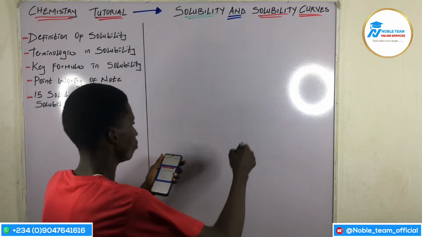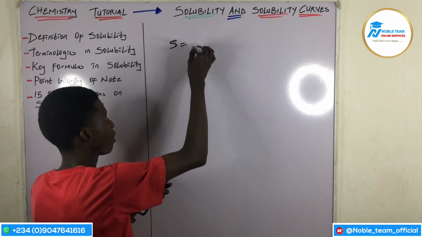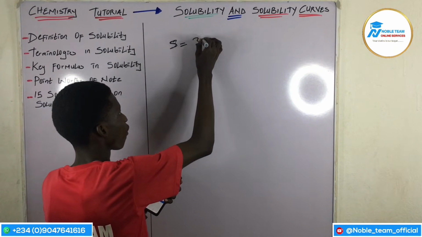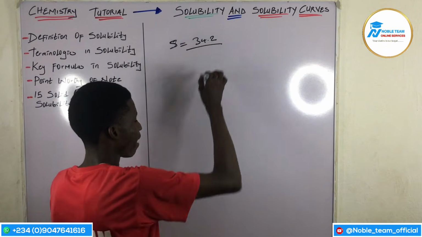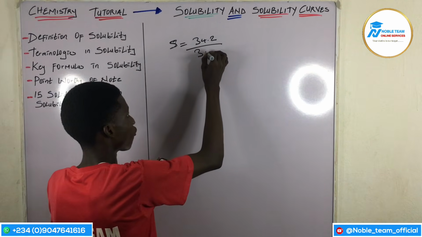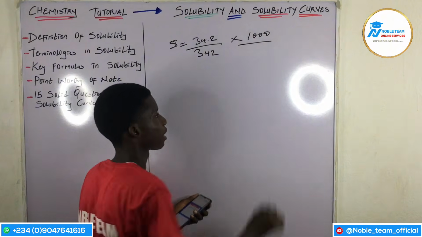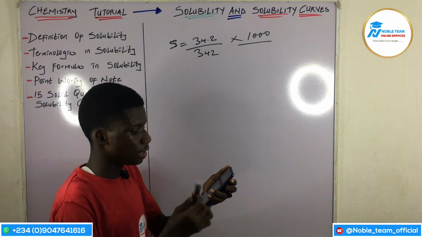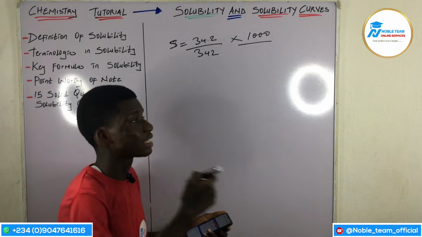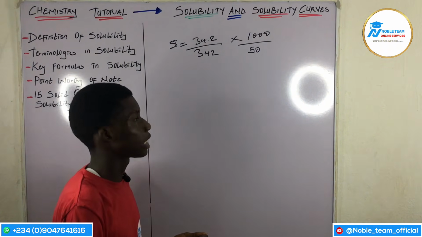Now let's write out the parameters and solve, because we are asked to get the solubility in mole per dm cube. S is equal to the mass of the solute, which is 34.2, divided by the molar mass according to the question, which is 342, multiplied by 1000. Is our volume in centimeter cube or dm cube? Our volume is in centimeter cube, so we write 50.